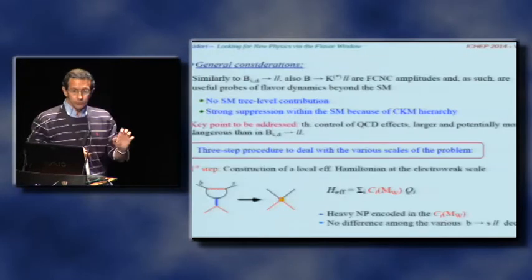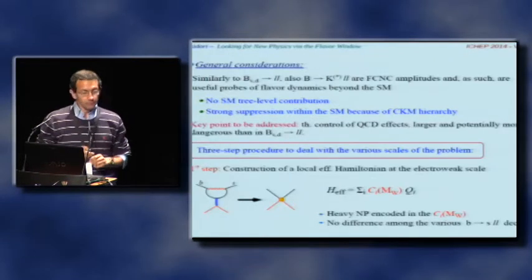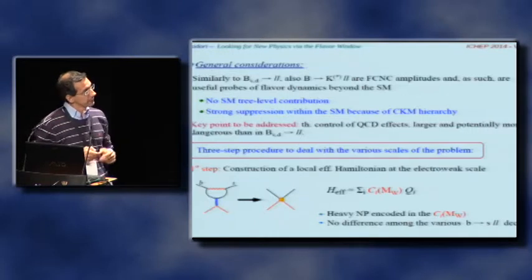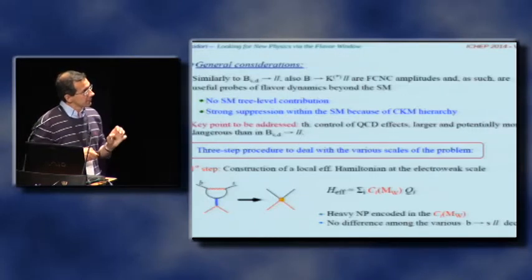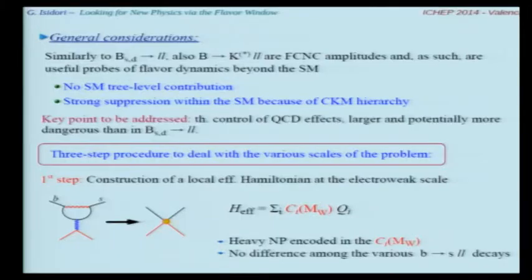So to control this process, to predict it from theory, we have to undertake 3 steps. The first step is the construction of a local effective Hamiltonian at the electroweak scale. This was, again, nicely discussed by Johannes this morning. And this is the easy step. We integrate out the heavy degrees of freedom, for instance the W and the Z, and we construct a series of local operators, Q9, Q10, and so on, at the electroweak scale. If there is new physics, this new physics will modify the coefficients of the operators.